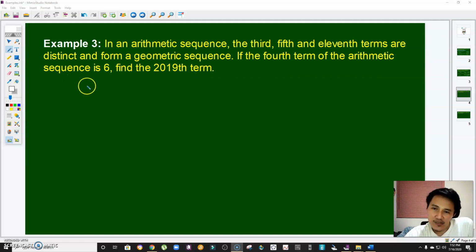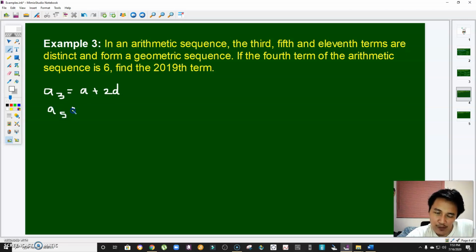Okay, in an arithmetic sequence, we can rewrite the 3rd term as a plus 2d, right? Likewise, our 5th term is actually a plus 4d. Okay? And lastly, our 11th term can be written as a plus 10d.